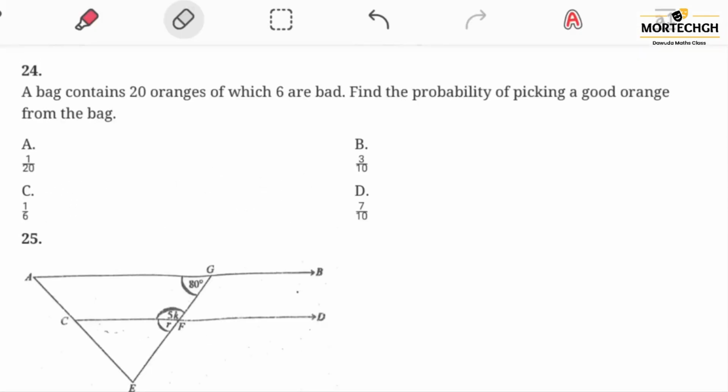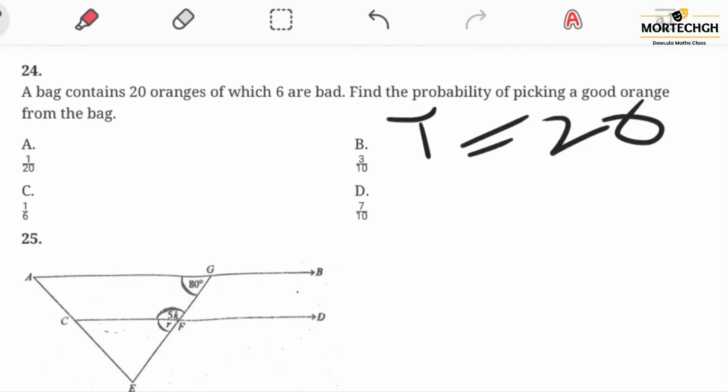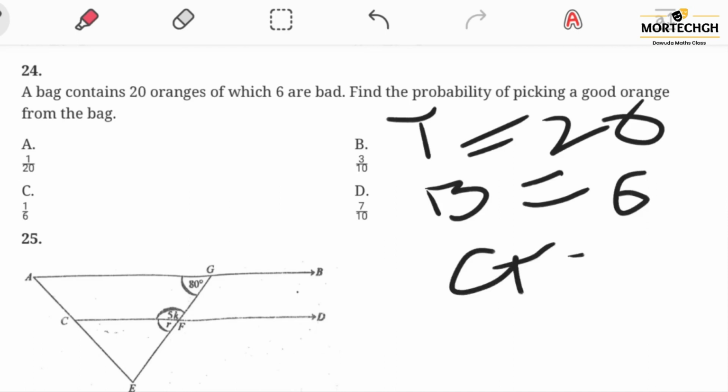Question 24. A bag contains 20 oranges, of which 6 are bad. Find the probability of picking a good orange from the bag. So from a question like this, the total number of oranges, T, is equal to 20 oranges. And then bad oranges are how many? 6. So meaning good oranges are 20 minus 6, which will give you 14.